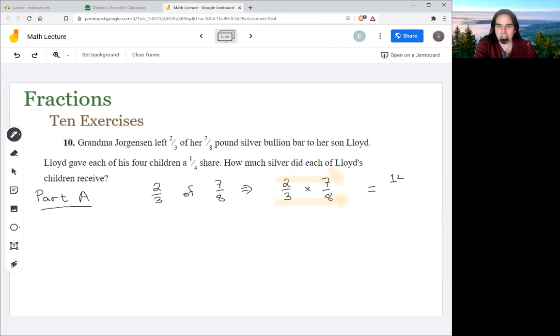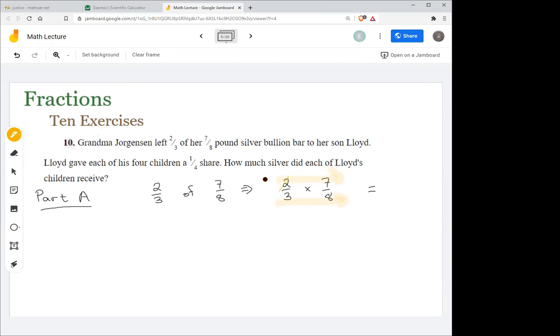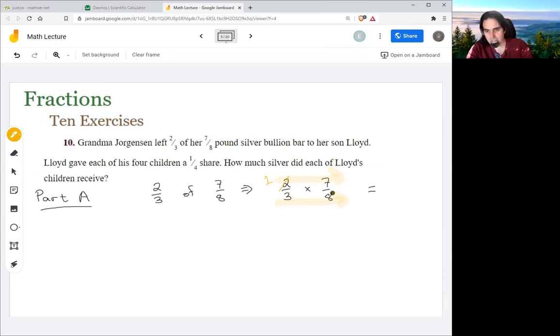Oh, okay. So if you want to, you can be fancy and say, yeah, 2 divided by 2 is 1, 8 divided by 2 is 4. Then you don't have to reduce later on. So either way, you got 14/24 and reduced it, or you canceled so you didn't have to reduce and got that. So that's Lloyd's bit. He has this much. Yeah, we're not done.